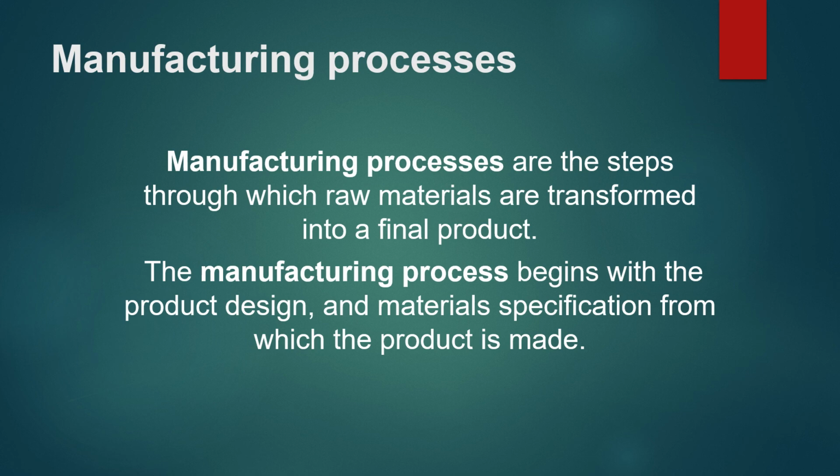Manufacturing processes are the steps through which raw materials are transformed into a final product. The manufacturing process begins with the product design and materials specification from which the product is made.